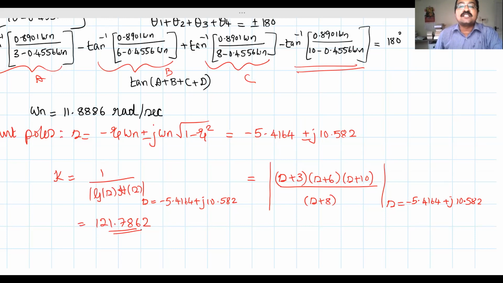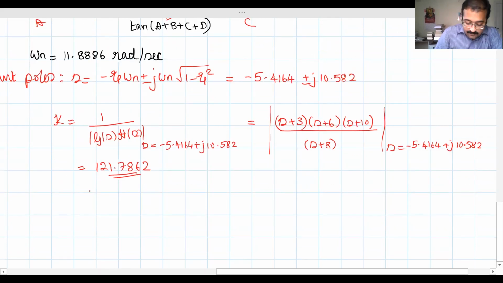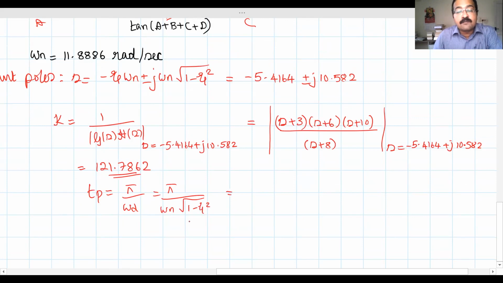So how can you find peak time? What is peak time TP? TP is given by pi by omega d. Peak time TP is pi by omega d, or pi divided by omega n into root of 1 minus zeta square. How will you find omega n into root of 1 minus zeta square? That is the imaginary part of the pole, of the dominant pole. So pi divided by 10.582. Okay, if you substitute that, you will get 0.2968.